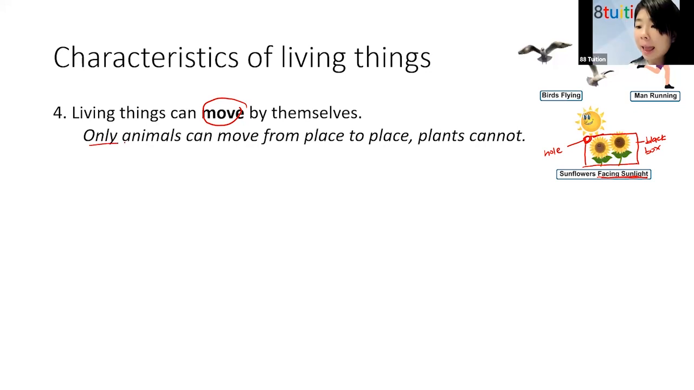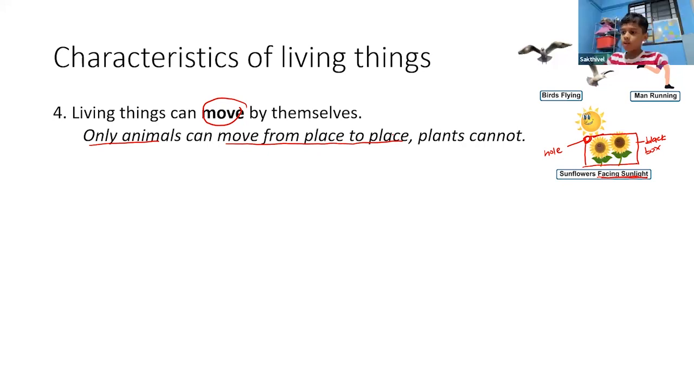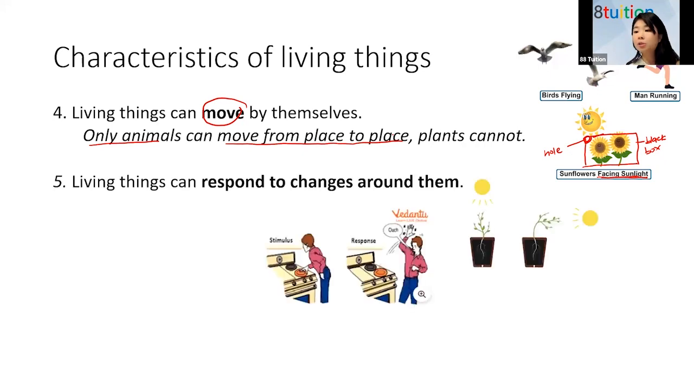Now, only animals can move from one place to another place. Can plants move from one place to another place? No. But they can move, because for example, they can move in the direction of the sun. So that's considered moving. Okay, next one.